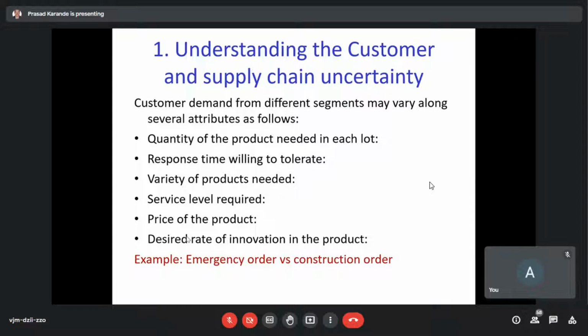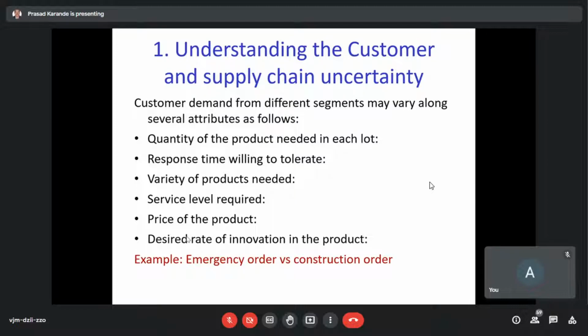Response time, as I said, you may want delivery within 1 day, very urgent deliveries. Then the variety of products they need, then service levels required, price of the product. Now in the case of some industries, as an example we have discussed agriculture industries, where the price is very fluctuating.